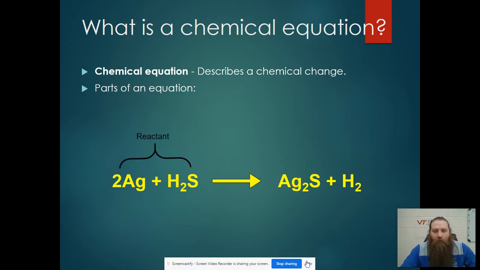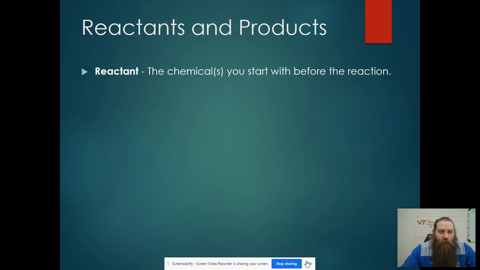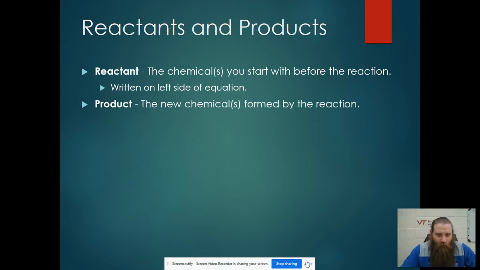On the left side, we have the reactants. On the right side, we have the products. The arrow in the middle is called the yield arrow. Now, when we look at those reactants, that's the chemical that we're starting with. That's the thing that exists before the reaction occurs. It is typically written on the left side of the equation. The product is the new chemical formed by the reaction. It's usually written on the right side of the equation. Now, I say usually and typically because technically the arrow points at the products. It's not always left and right.